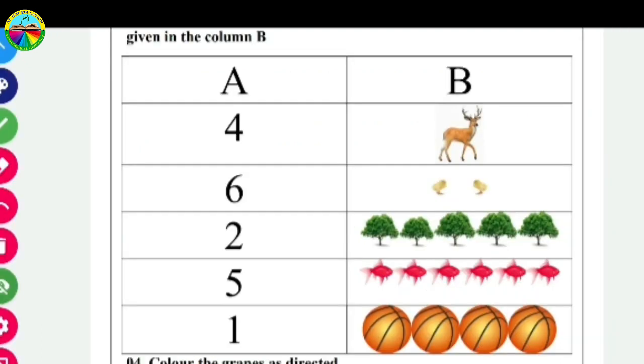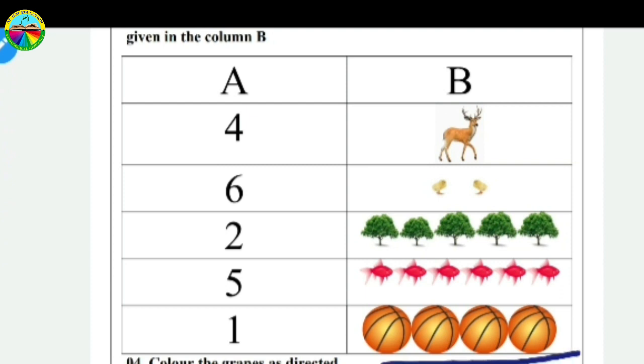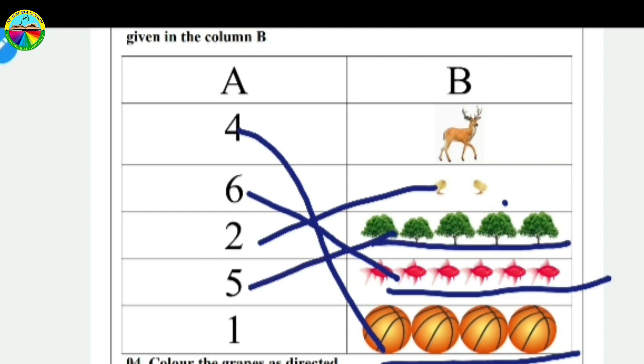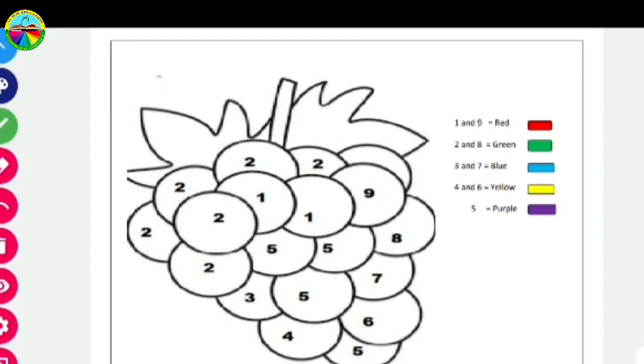Match the column A and B. 4 they have given. Count the pictures they have given. Here there are 4 balls. Join it to 4. 6 fishes are here. Join to the 6. 2 chicks are here. To the chicks. 5 trees are here. Join to the 5. 1 deer is here. Join to the 1.